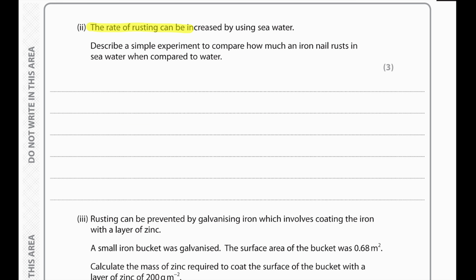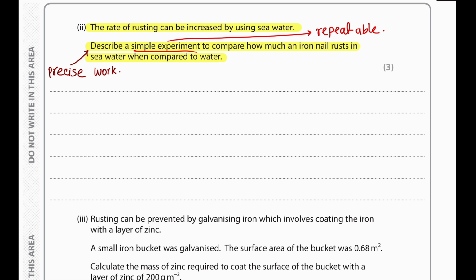The rate of rusting can be increased by using seawater. Describe a simple experiment to compare how much an iron nail rusts in seawater when compared to water. So the question asks us to describe a simple experiment. Even though simple, it must be repeatable, and the description must include precise work.